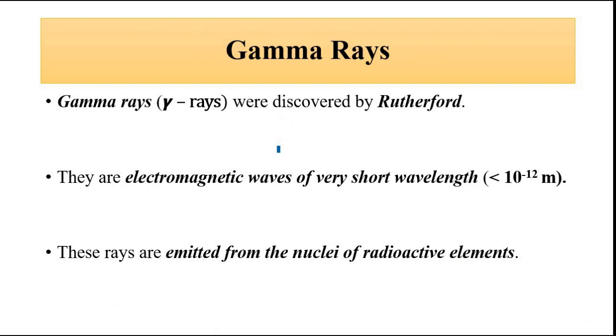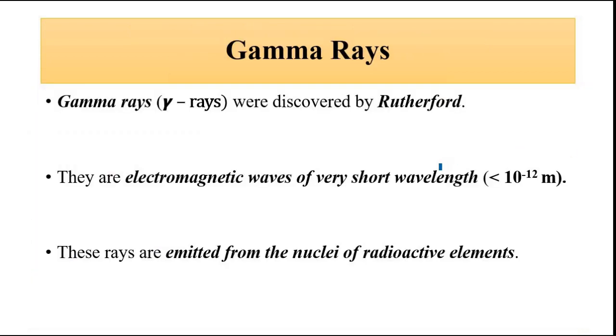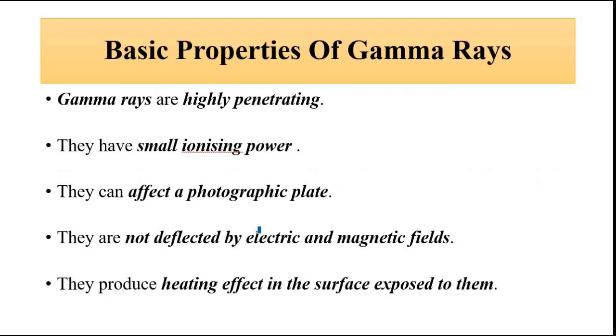So that's the first. Gamma rays were discovered by Rutherford. They are of extremely short wavelength. In terms of wavelength, it is the lowest. It is 10 to the power minus 12 meter, and anything less than that comes under the category of gamma rays, and they are emitted from the nuclei of radioactive elements because of radioactive decay. So some basic properties of gamma rays: they are highly penetrating in nature.